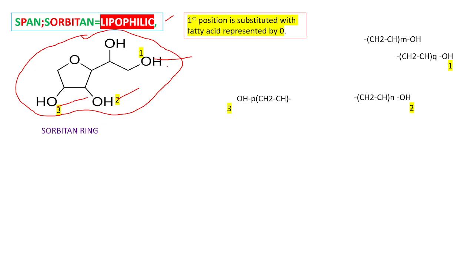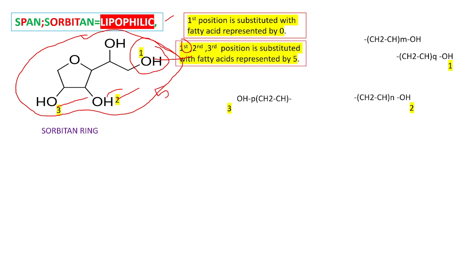See, if we have substituted fatty acid at only the first position, then we can represent it as 0. If we have substituted at the first, second, and third positions, then we can indicate that as 5. If the 1, 2, 3 positions are substituted with fatty acid, then we represent that as 5.